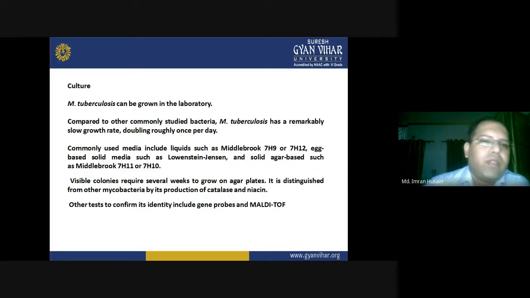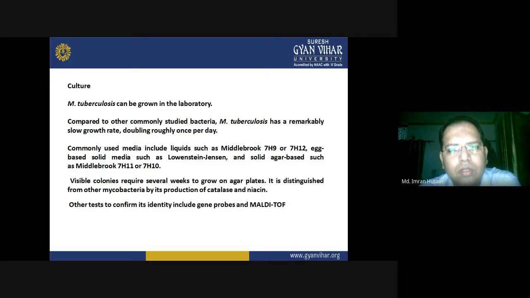Culture. Mycobacterium tuberculosis can be grown in the laboratory. Compared to other studied bacteria, Mycobacterium tuberculosis has a remarkably slow growth rate, doubling roughly once per day.